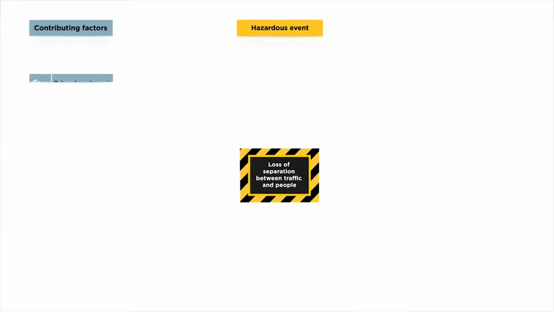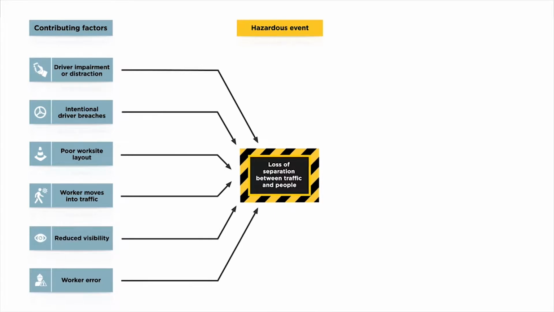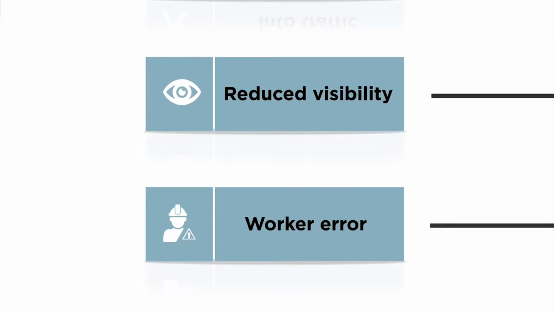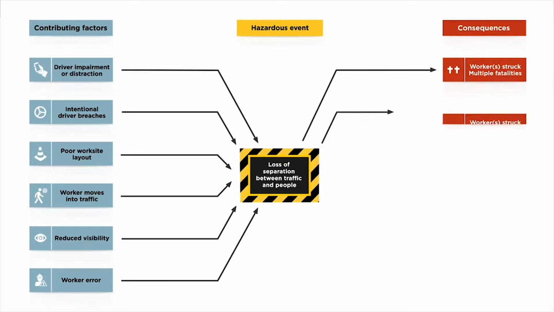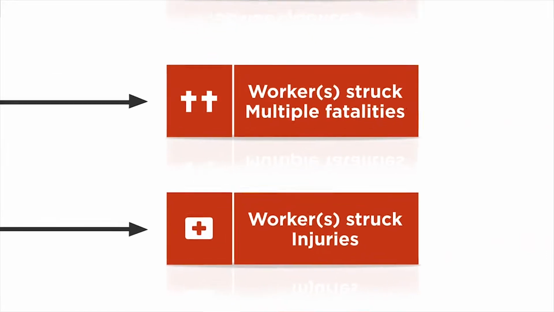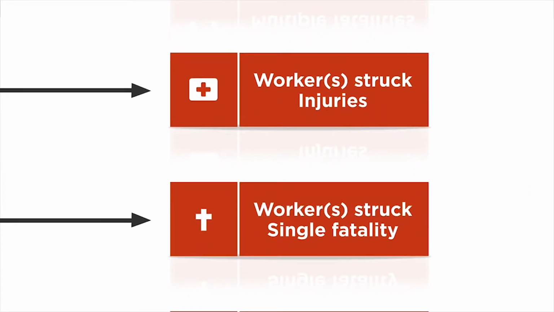On the left-hand side of a bow tie, we identify the factors that may contribute to the hazardous event. In our example, reduced visibility and worker error are examples of contributing factors. On the right-hand side of the bow tie, we show the potential consequences of the hazardous event. In our example, these would include a worker or workers struck that cause an injury or fatality.